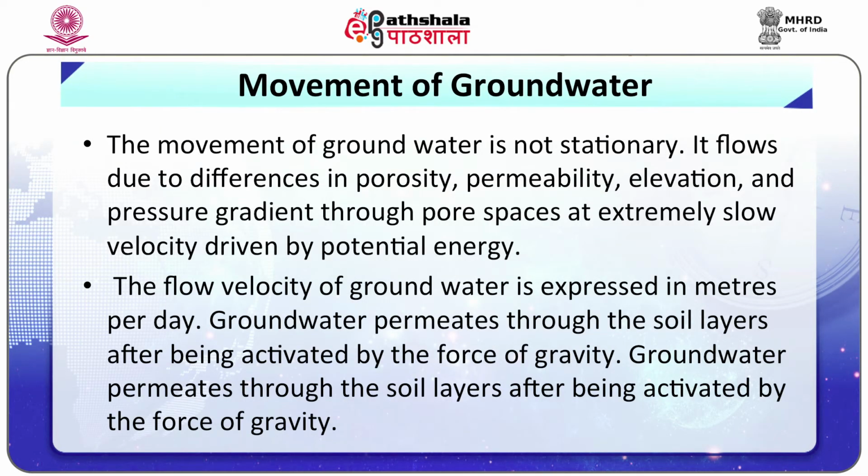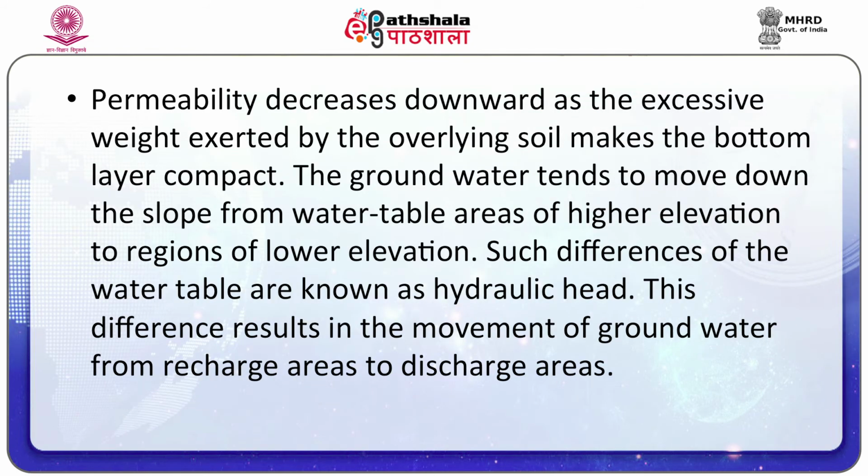The movement of groundwater. The movement of groundwater is not stationary. It flows due to differences in porosity, permeability, elevation and pressure gradient through pore spaces at extremely low velocity, driven by potential energy. The flow velocity of groundwater is expressed in meters per day. Groundwater permeates through the soil layers after being activated by the force of gravity. Permeability decreases downward as the excessive weight exerted by the overlying soil makes the bottom layer compact.